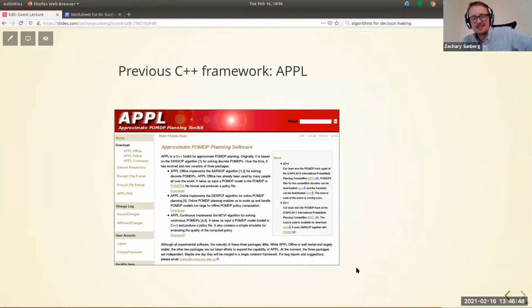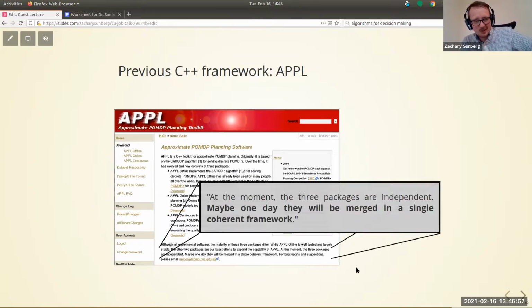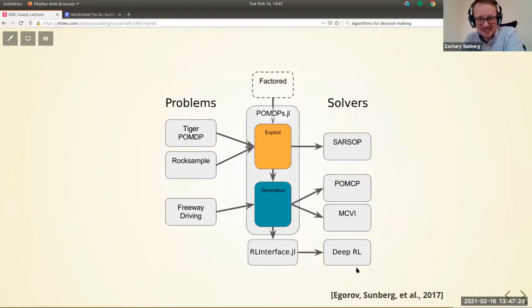So it's very easy to try something out and very easy to program new things in it. This is the website for a previous C++ framework, and they note this problem. They say, we have these 3 different algorithms, but all the problems to be used by these 3 different algorithms have to be programmed up with a different interface. And they say, maybe one day that will be merged into a single coherent framework. And today I can tell you that that has happened, and that framework is POMDPs.jl.